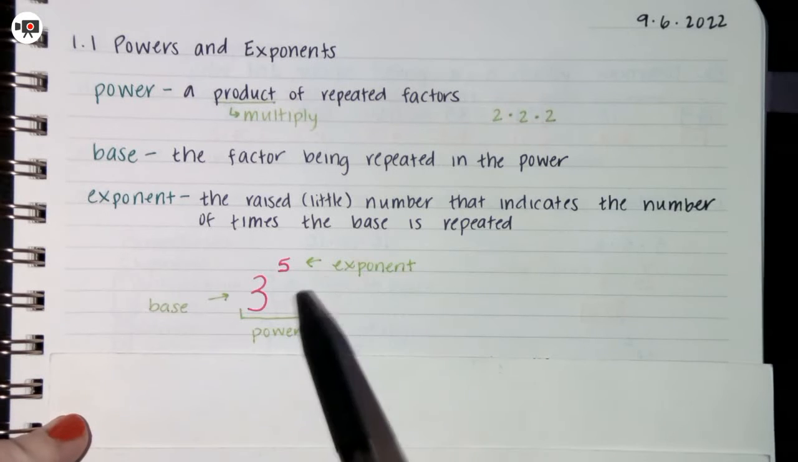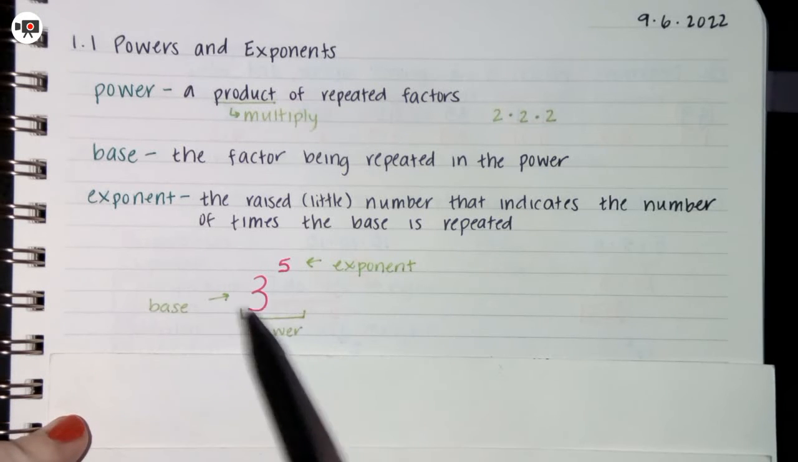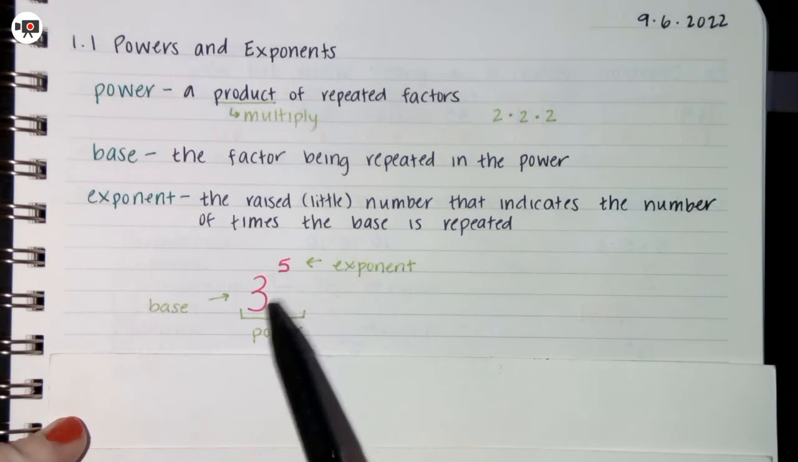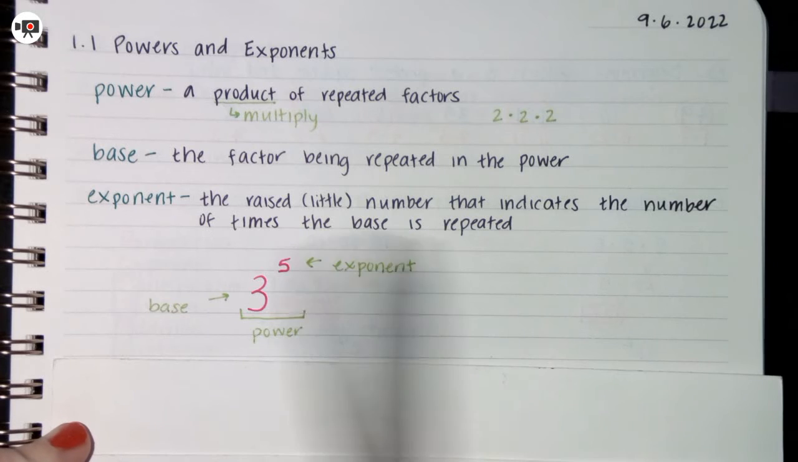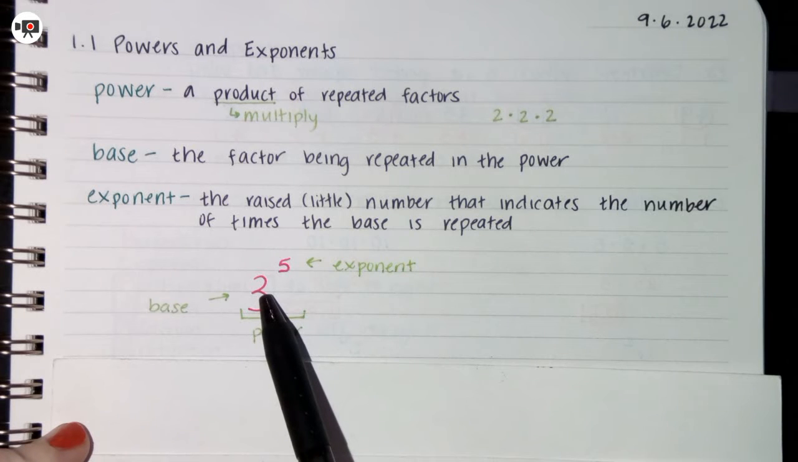So here we have a power. This 3 is the base, so that is being repeated, and the 5 is the exponent. It's raised and it's smaller, and this 5 says that we are going to take 3 and multiply 3 by itself 5 times.